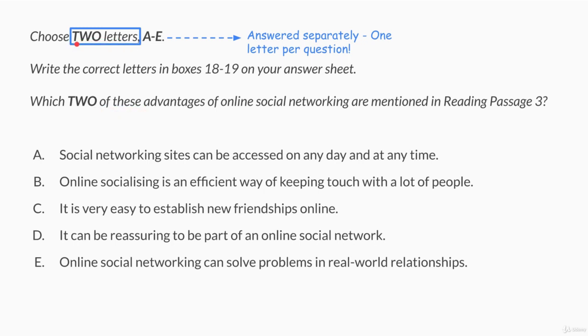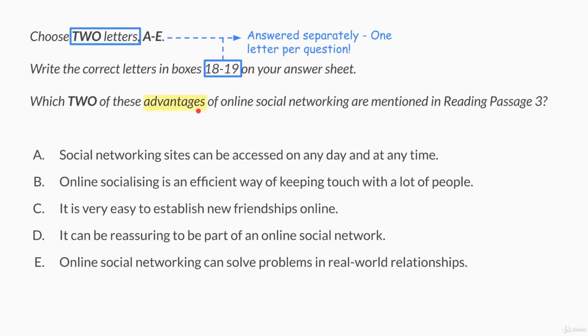Here it tells us we have to choose 2 letters. So both of these letters, and by letters they mean answer choices from A through E, 2 of these answer choices are going to be correct. We have to choose 2 of these letters and answer them separately. Okay, separately. That means 1 letter per question. So we're going to choose 1 letter for question number 18 and 1 letter for question number 19. The order doesn't matter. It can be in any order as long as they are the correct answer choices.